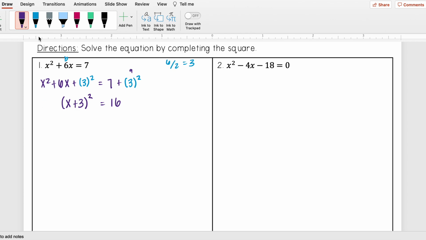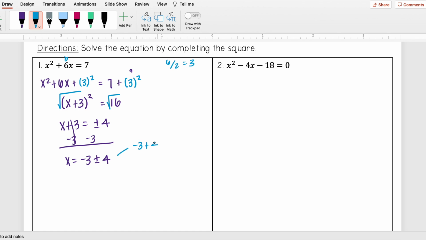And now we can go ahead and solve this just like we did before. So I'm going to take the square root of both sides. And I get x plus 3 is equal to, the square root of 16 is 4, and so I get plus or minus 4. And then subtract 3 from both sides. x is equal to negative 3 plus or minus 4. And then now I'll go ahead and separate that into two different equations. So that's really going to be negative 3 plus 4 and negative 3 minus 4. Well, negative 3 plus 4, I get 1. Negative 3 minus 4, I get negative 7. So that means that my two answers are x equals negative 7 and 1.